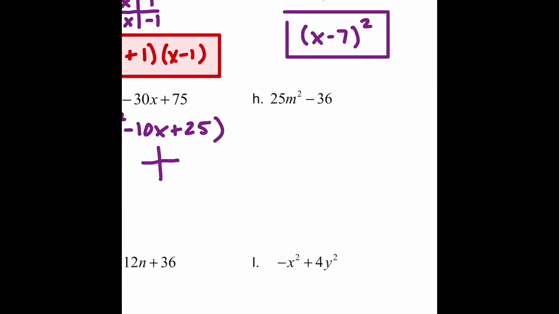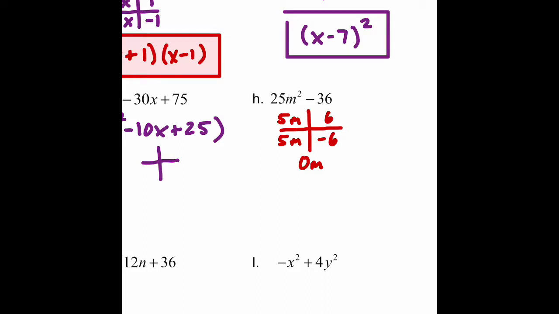And I want to go to letter H, which is a little bit trickier. Notice this is a difference because it's subtraction, and these are perfect squares because we can take the square root of both of them. And so what I can do is set up my t-chart right off the bat because there is no greatest common factor here. Okay, I'm looking for 0x, or in this case, I guess it's a 0m because we're using m as the variable. And then I'm going to say, okay, well, the square root of 25 is 5, so that's 5m and 5m. And the square root of 36 is 6, so I'm going to do 6 and negative 6 because I need these two to multiply to negative 36.